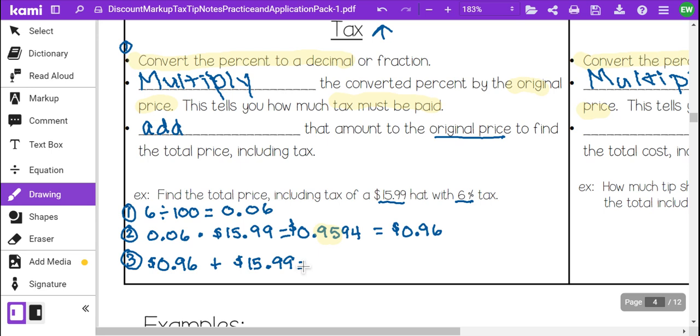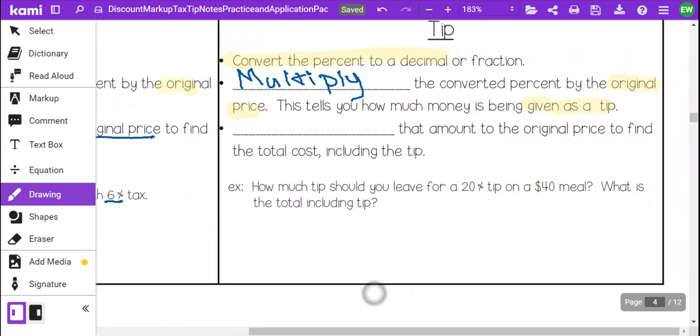Let's see what that is. That is $16.95. Okay. One last one. We've got our tip. Alrighty, our last one is tip.